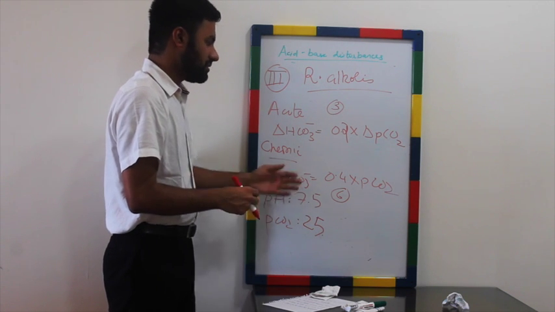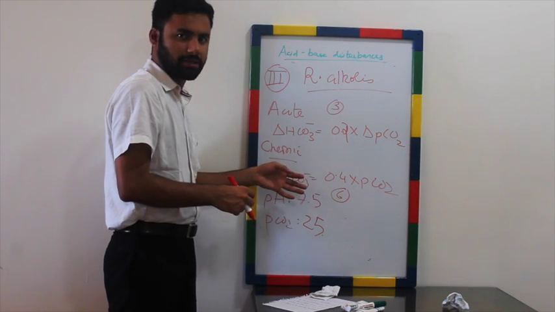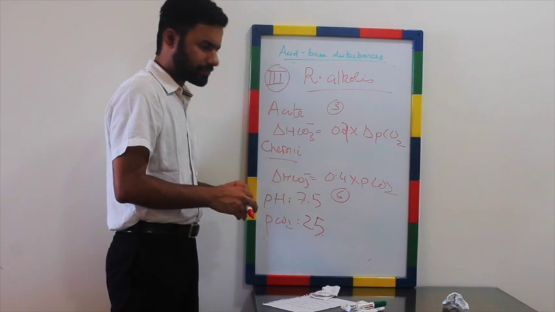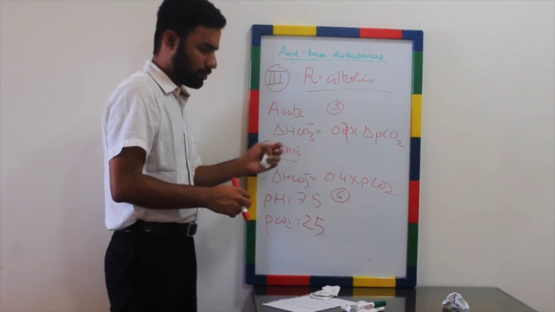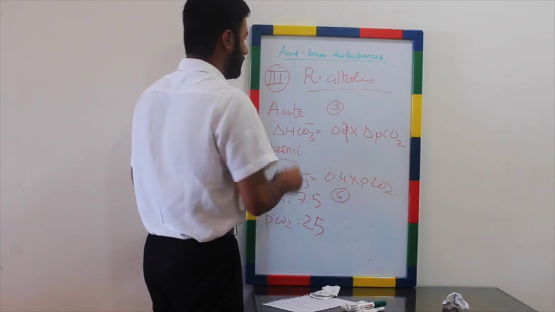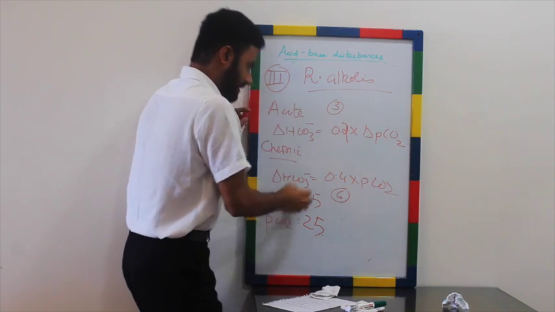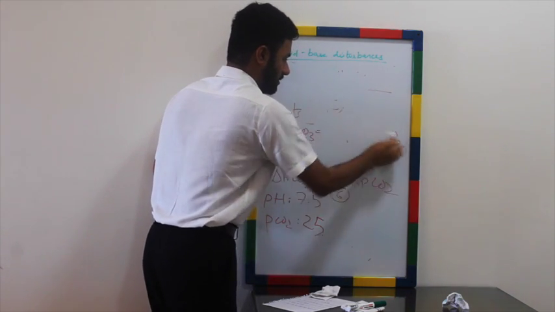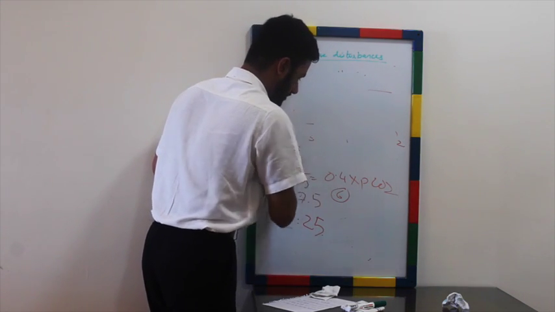And based on the bicarbonate that is obtained on the ABG, you can then determine if there is an additional metabolic component or not. So this is the compensatory response. Now the third step in evaluation of an arterial blood gas is to determine the anion gap.